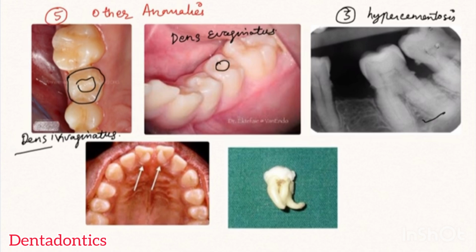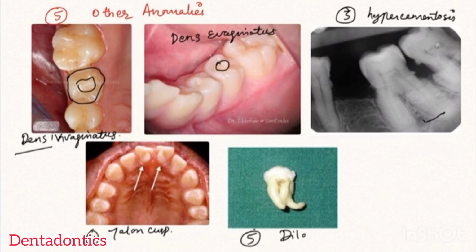Then coming to the talon cusp, it is an eagle-like cusp, most commonly in the maxillary anterior, and this is like a tail-like or an extra cusp on the maxillary anterior palatal surface. If it is interfering with the occlusion, we should remove it.